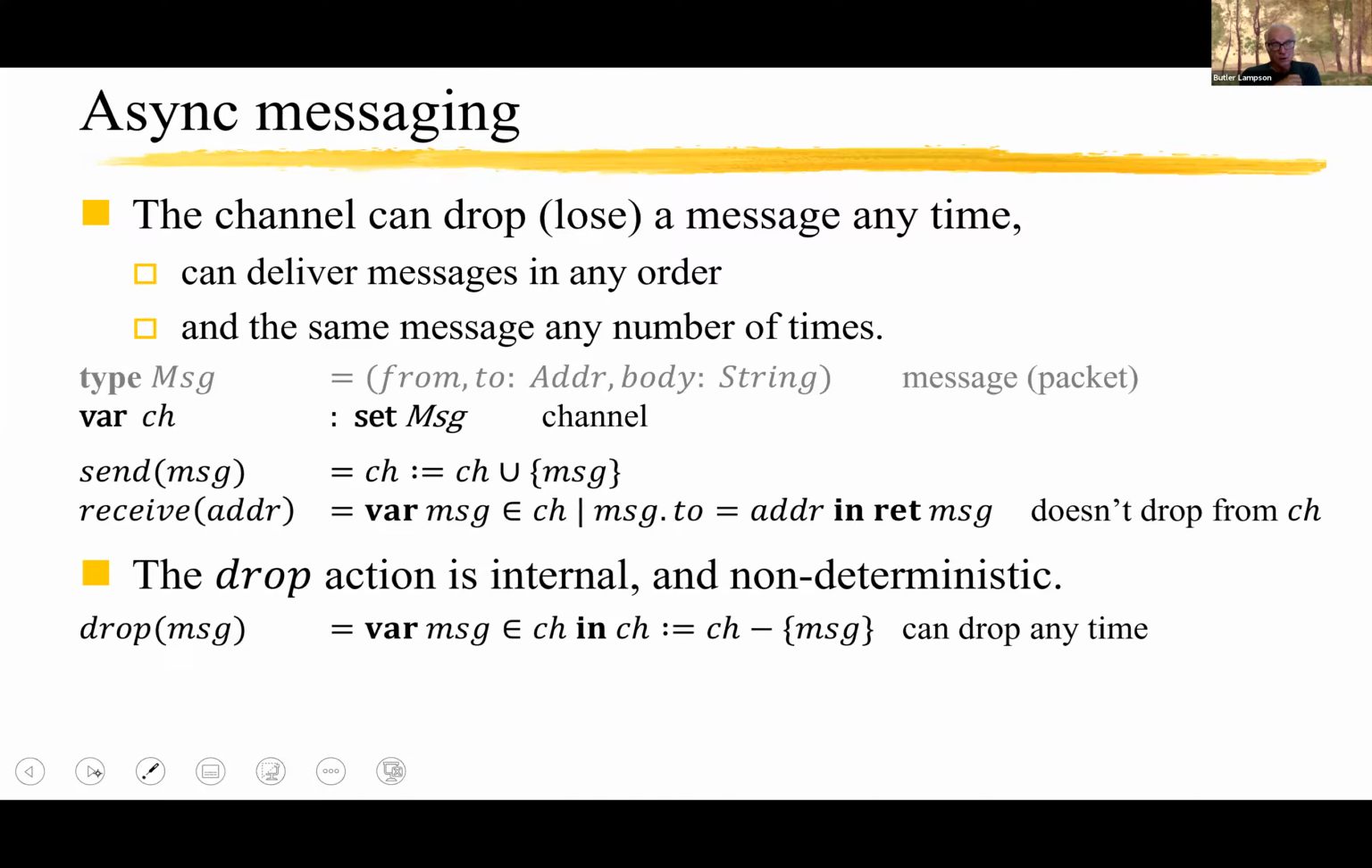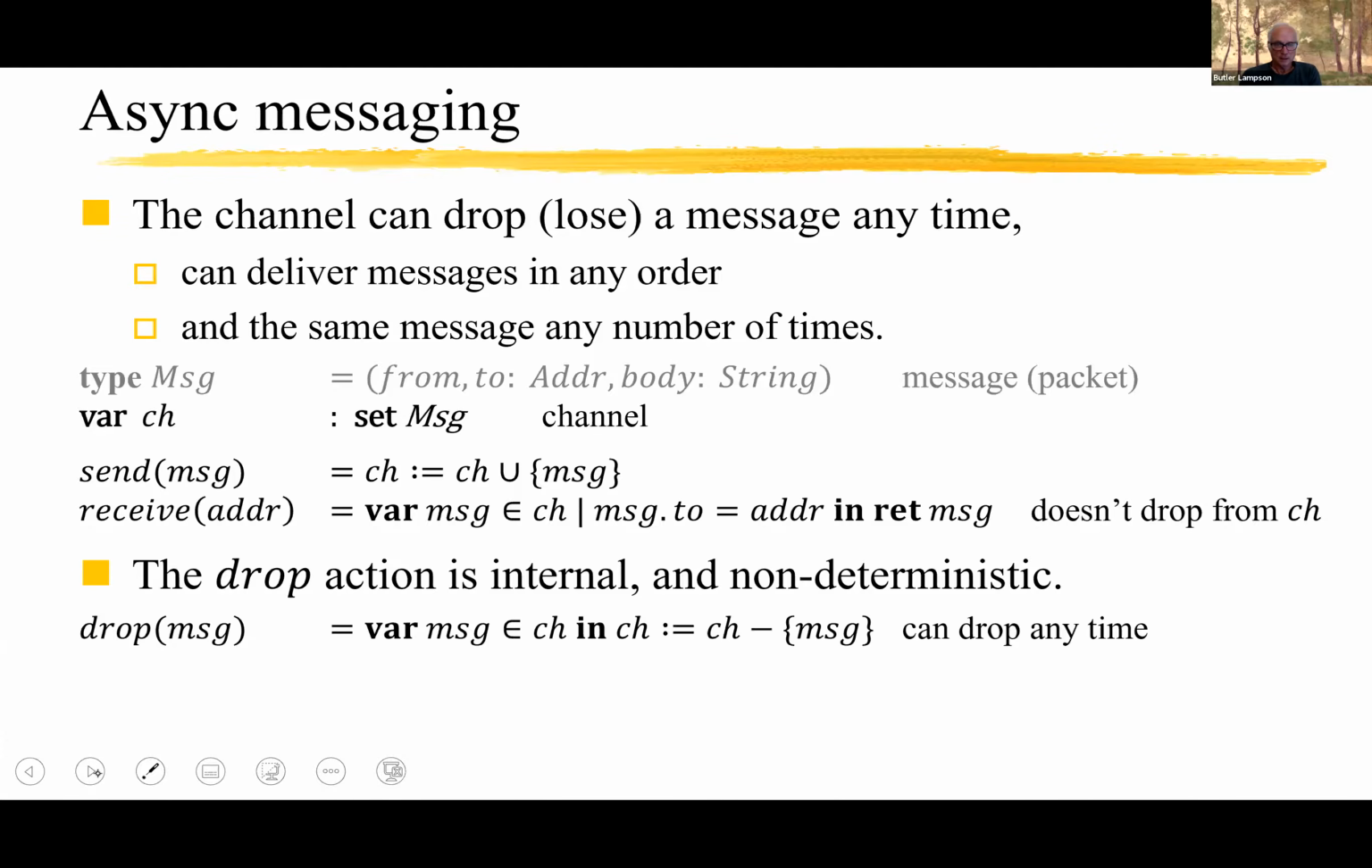Now, what about asynchronous messaging? Make things a little bit more interesting. Here, the notion is that the channel is capable of dropping, i.e. losing a message at any time. It can deliver the messages in any order, and it can deliver the same message any number of times. This is the underlying model for UDP on the internet. It's the basic packet delivery model for the internet. So we have messages as before. We have the channel. Now it's not a sequence anymore.